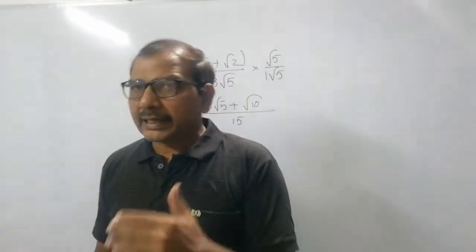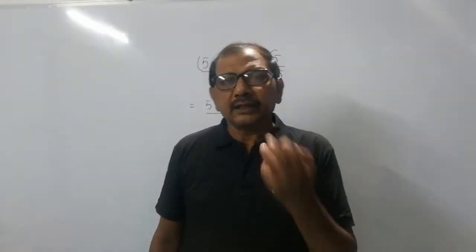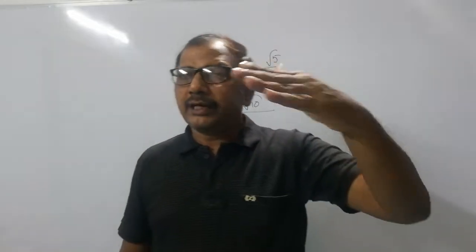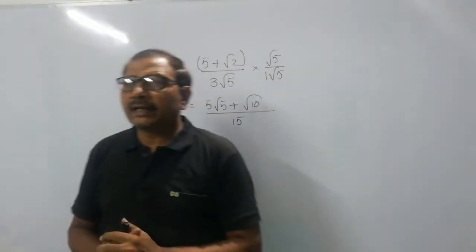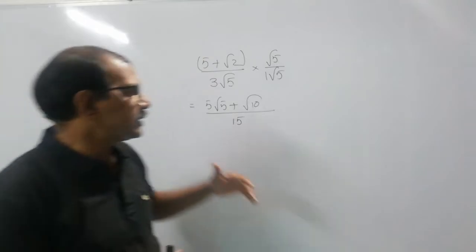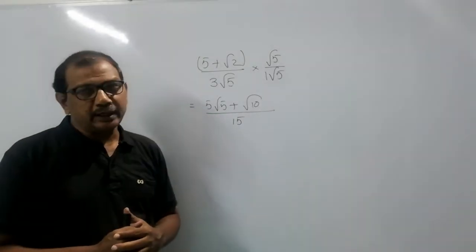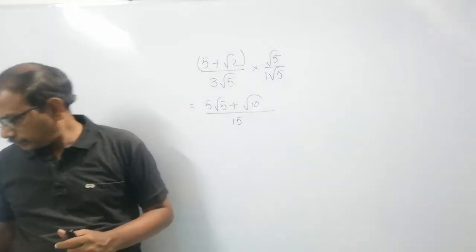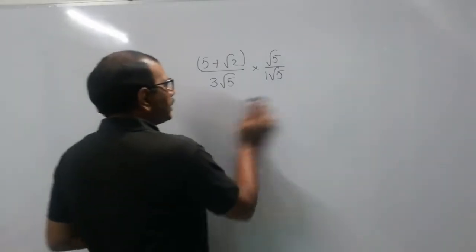So to rationalize the denominator, we need to find a rationalizing factor and then we multiply the numerator and denominator by that rationalizing factor, जिसकी वजह से ये rational हो जाता है. Right? We'll take one more example.